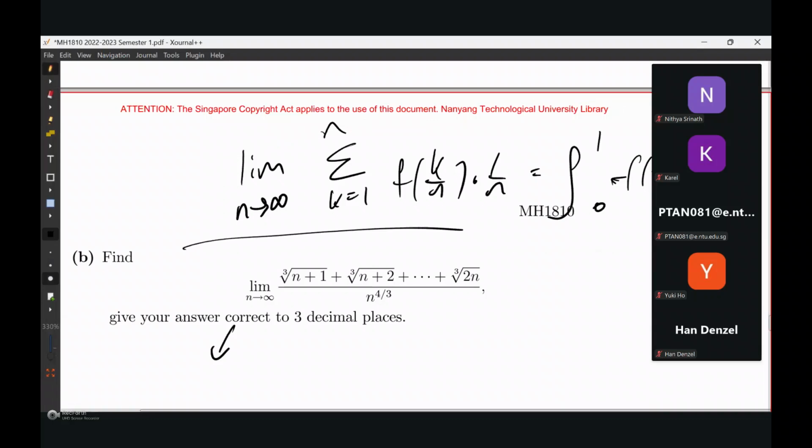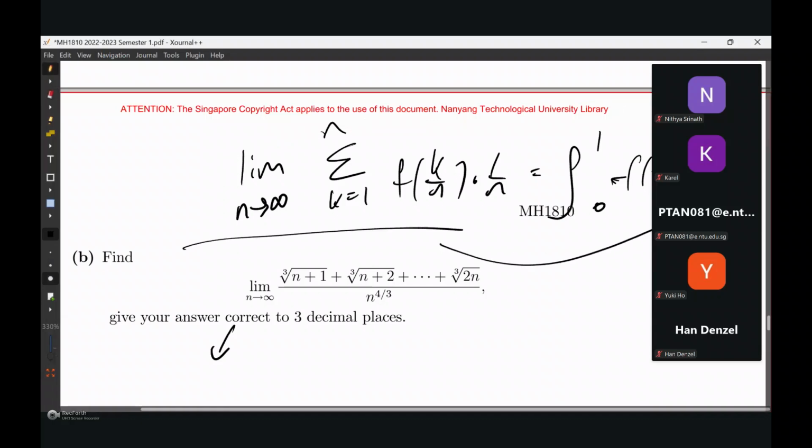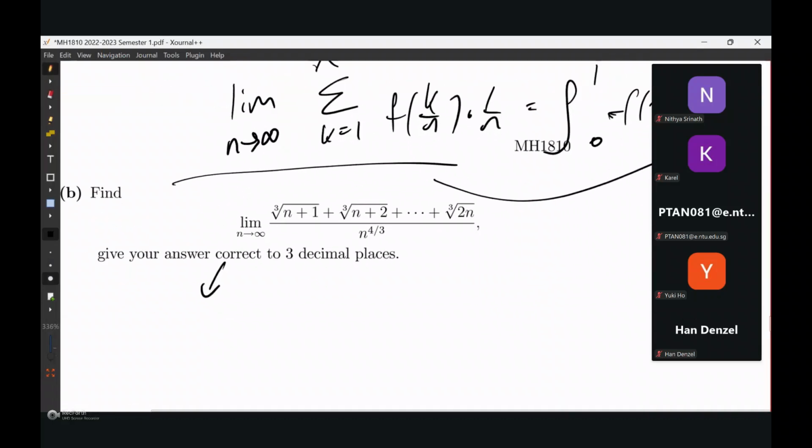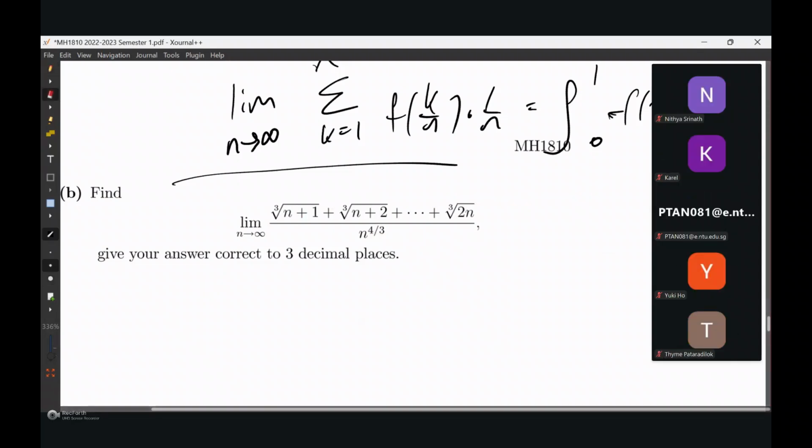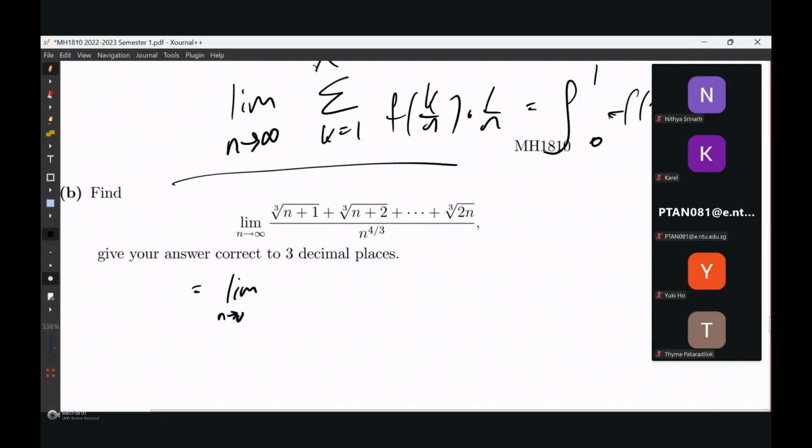You want to convert a summation to an integral, then you integrate. Again, I mentioned in the tutorial that the first step you should do is always factorize out 1 over n. Always. Or (b minus a) over n. Factorize out b minus a over n, which is 1 over n in our case.